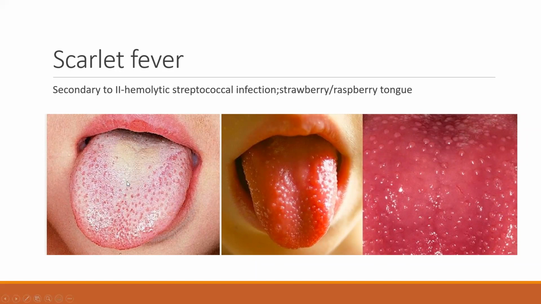This is called as white strawberry tongue when you have this white covering on it. And at the 4th or 5th day of the infection, you have total red tongue. This is called as raspberry tongue. So white strawberry, and then you can call it as red strawberry, or some simply call as raspberry tongue. This is a typical feature of scarlet fever, and the treatment of choice is again penicillin.